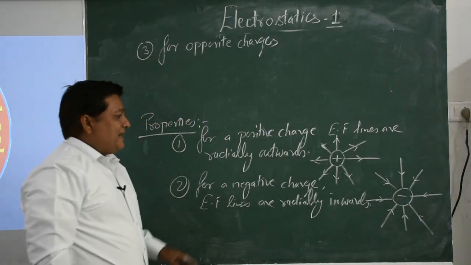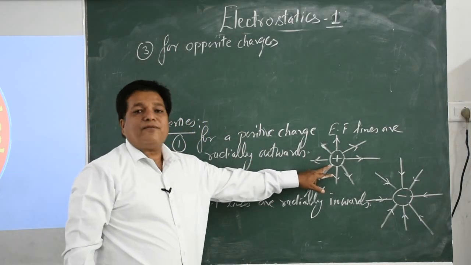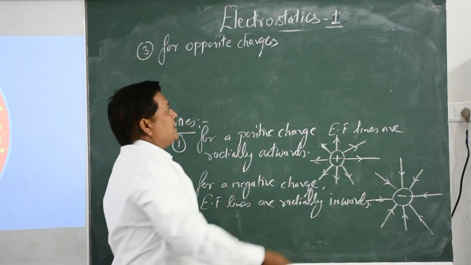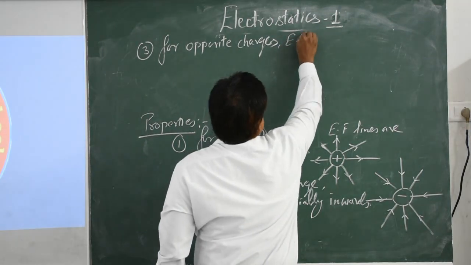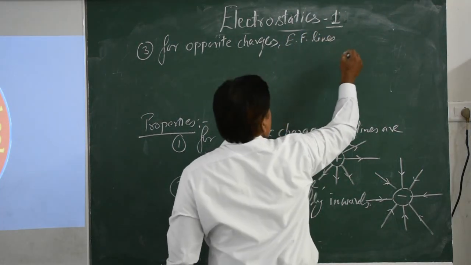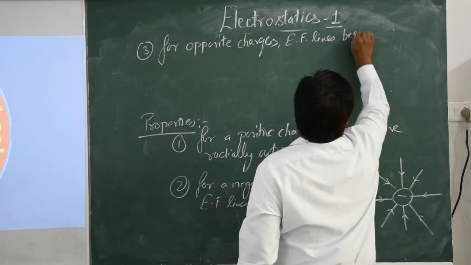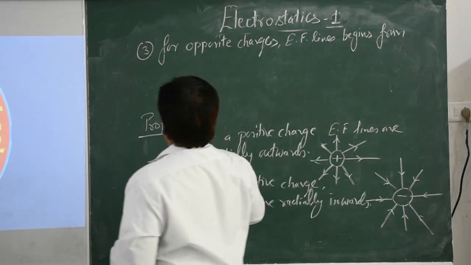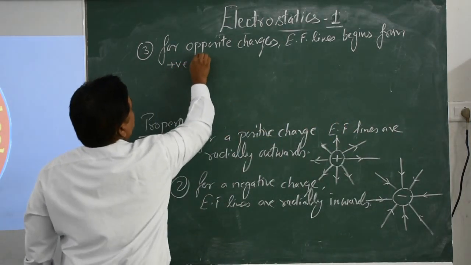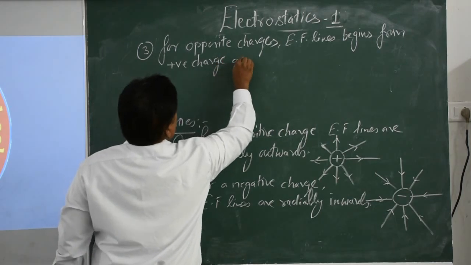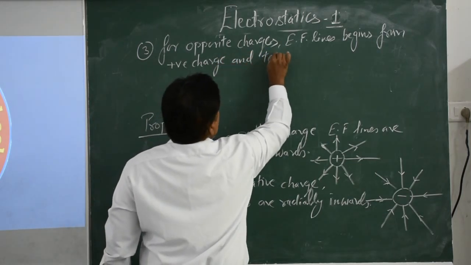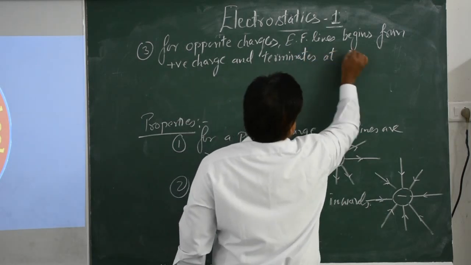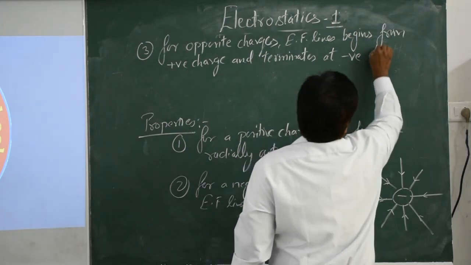We can say that the electric field lines will emerge out from the positive charge and it will terminate at the negative charge. Okay, we can say that electric field lines begin, start from positive charge and terminate at negative charge.